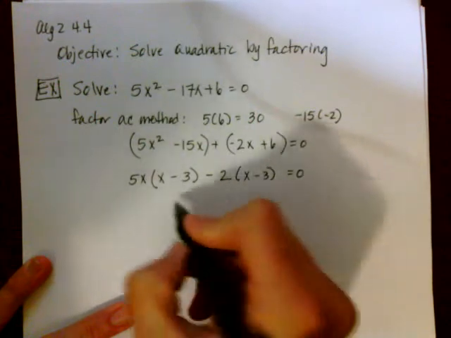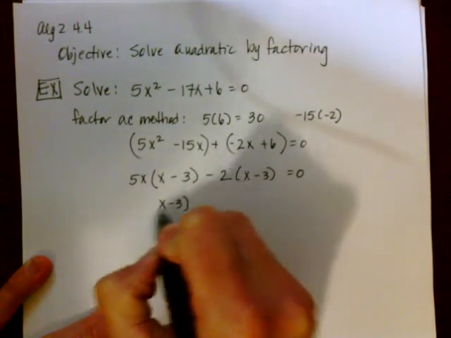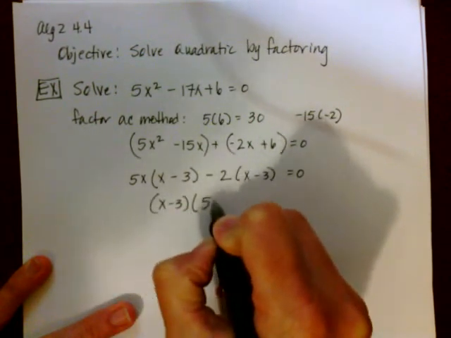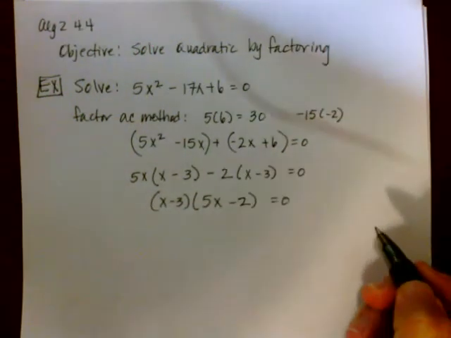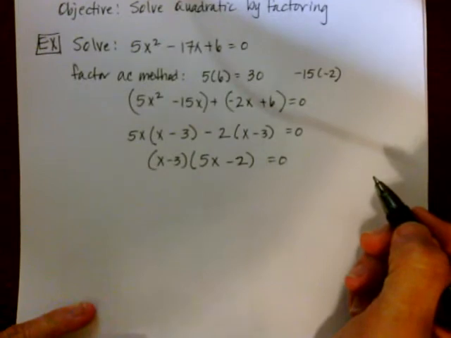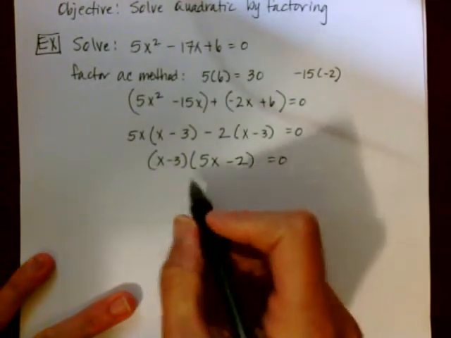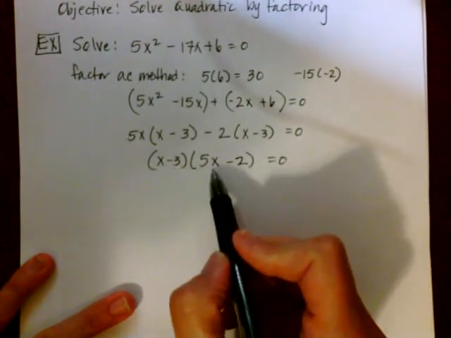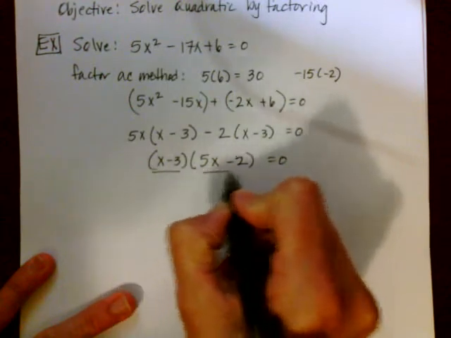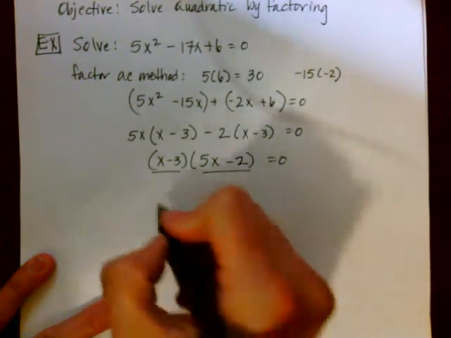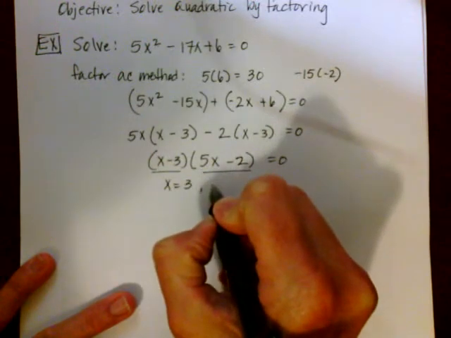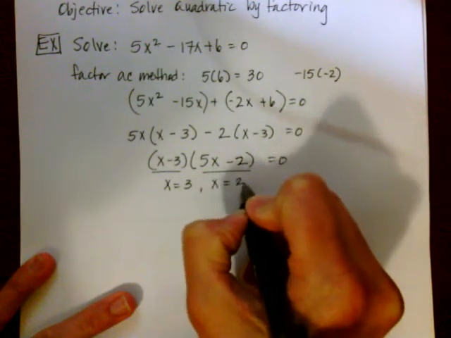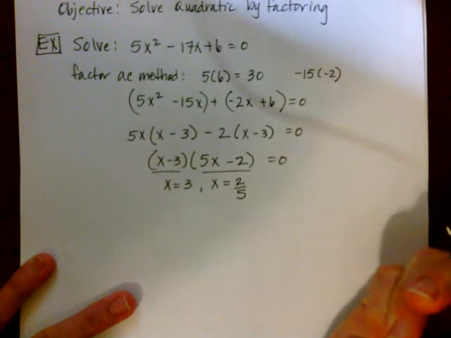And then these two have an x minus 3 in common. When I take it out, I get 5x minus 2. And now I can solve. If you'll remember from what we did last week, we know that each of these represents a baby equation that needs to be solved. And you can go directly to x is equal to 3 and x is equal to 2 over 5.